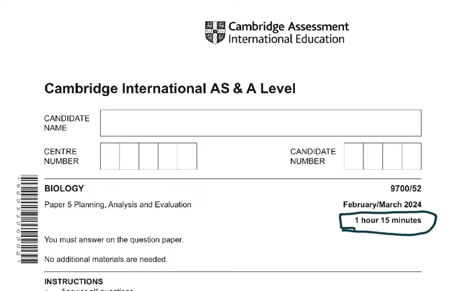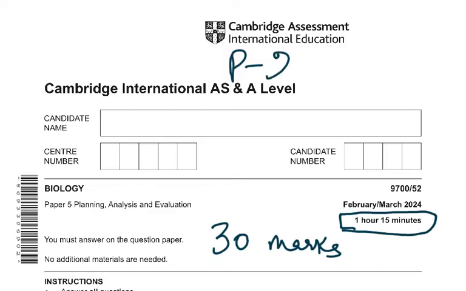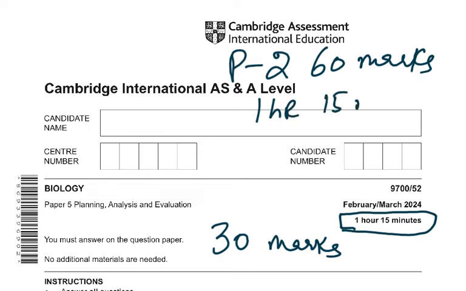It's the same day as paper 2, so you've got to realize that the marks are much lesser. There are only 30 marks for this, while for paper 2 there are 60 marks. So 30 marks, 1 hour 15 minutes, while in paper 2 it's 60 marks and still the same time, 1 hour 15 minutes. So you can understand paper 2 is more of an easier paper. It's the AS paper, but here it's an A2 paper. Paper 5-2 is an A2 exam.